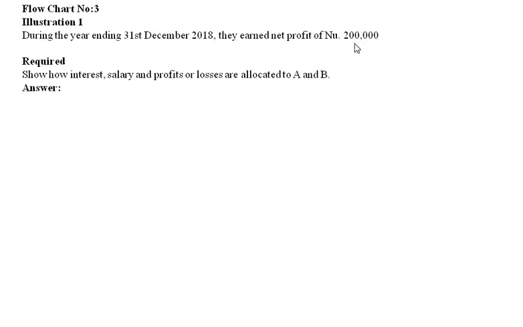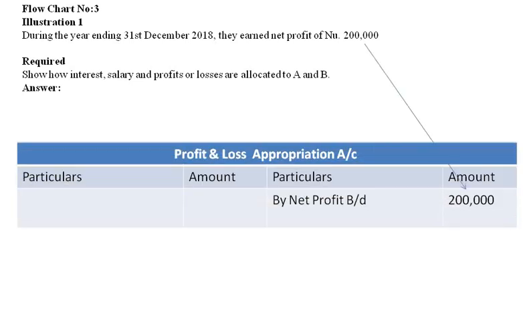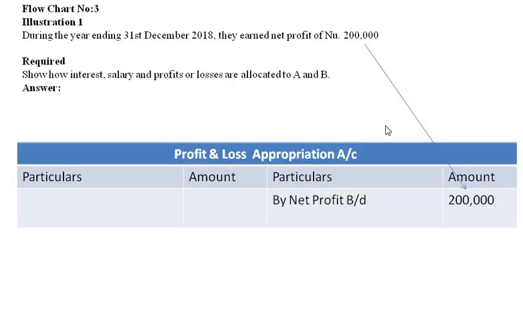The only data is the 200,000. What is 200,000? That is the net profit. This net profit also should be transferred to appropriation account. Profit nature is credit, so in appropriation account we should write on credit side. It is like opening balance, so it is written as the brought down. What is next slide?